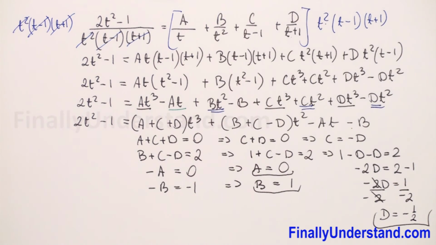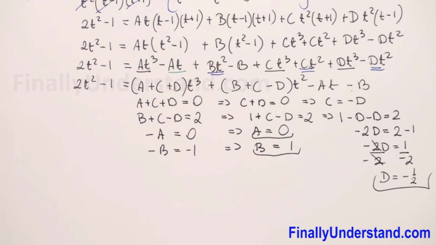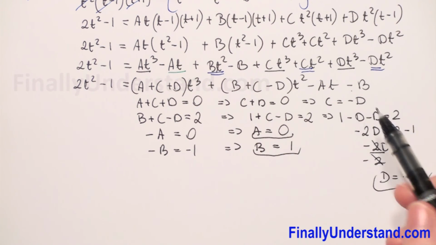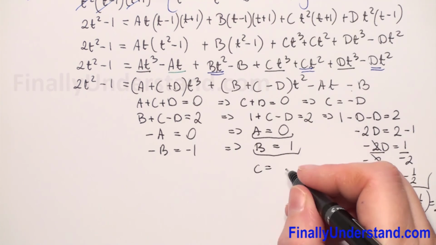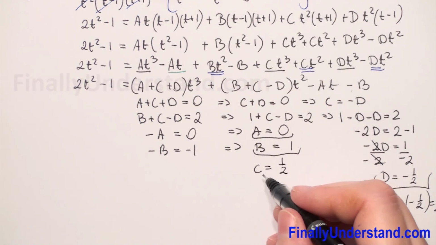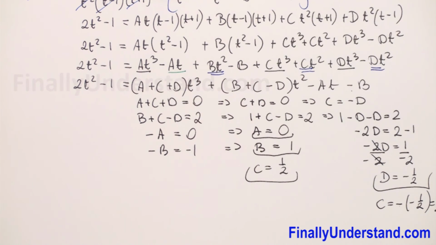We found d, we have a, b, and c is equal to negative d. So c is equal to negative negative 1/2. Negative and negative give me positive, so c is equal to 1/2. Let me rewrite this, that c is equal to 1/2. So we have a, b, c, and d.